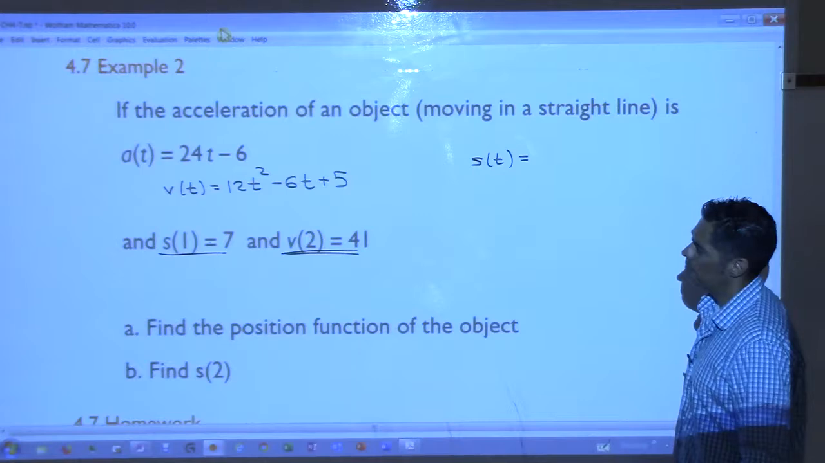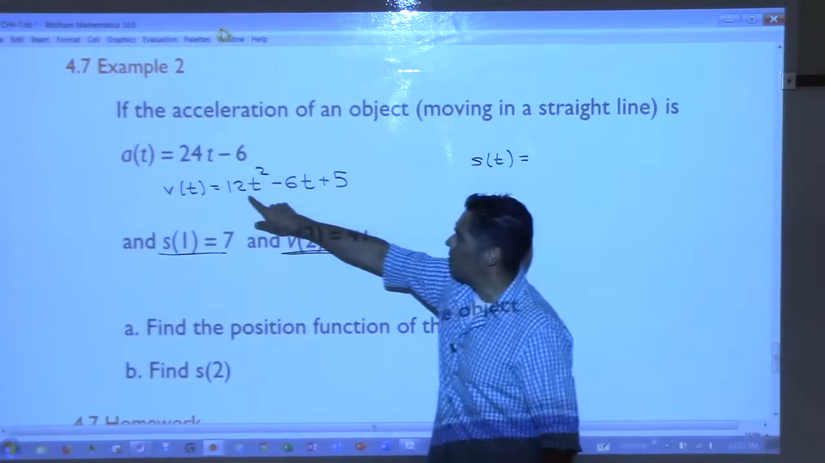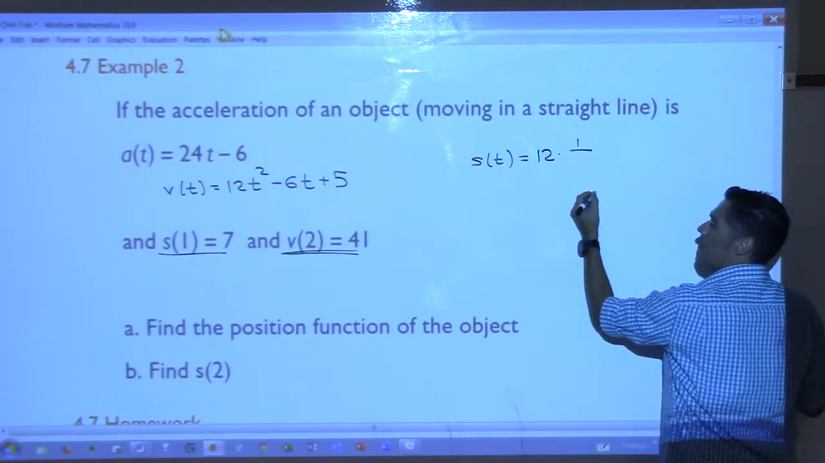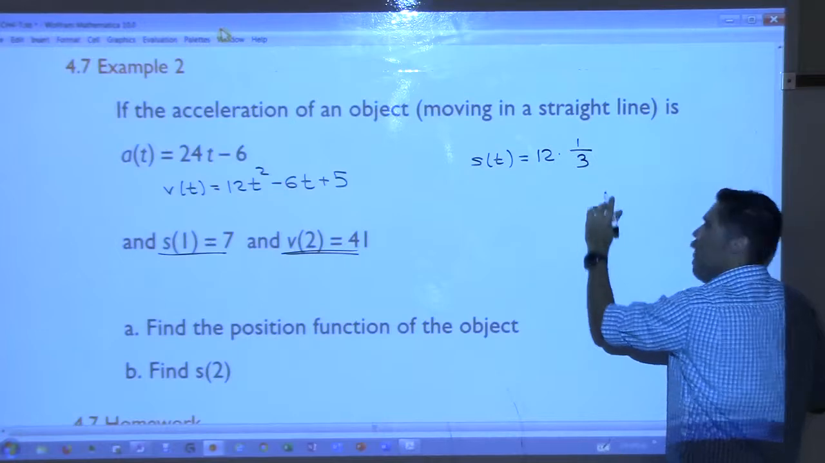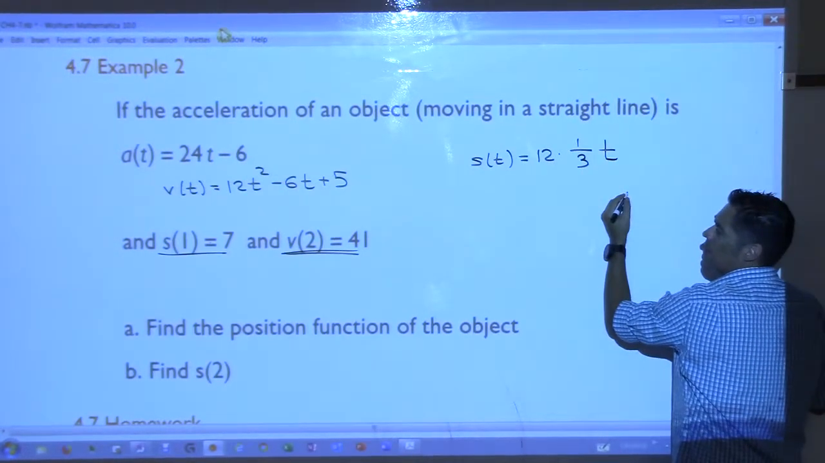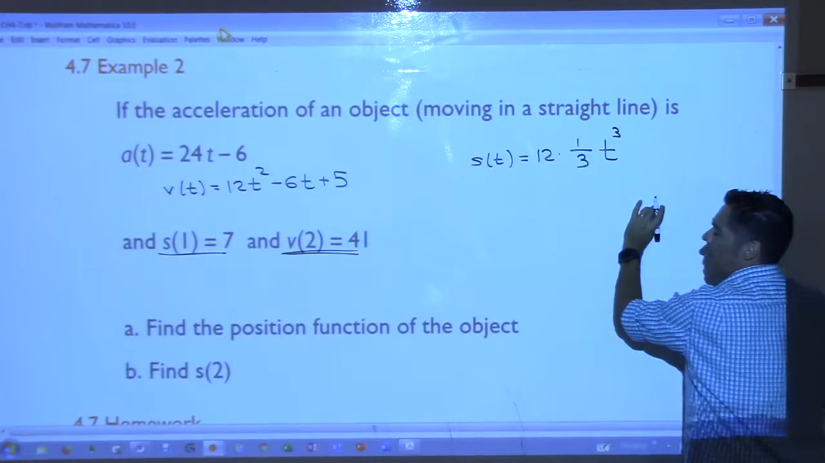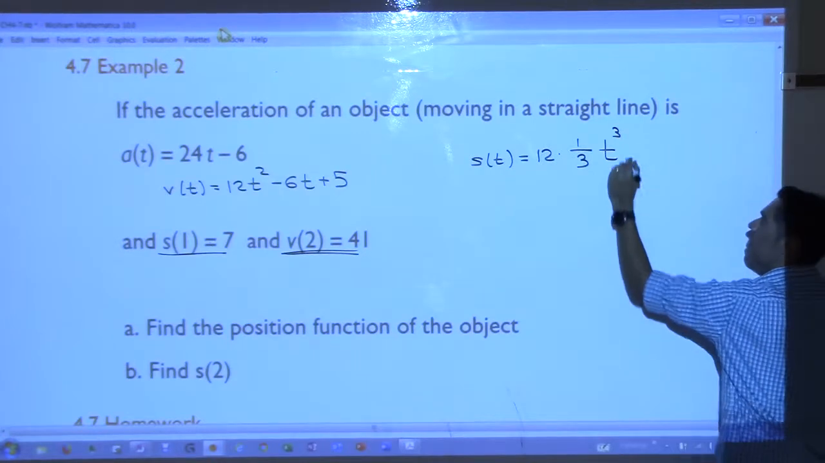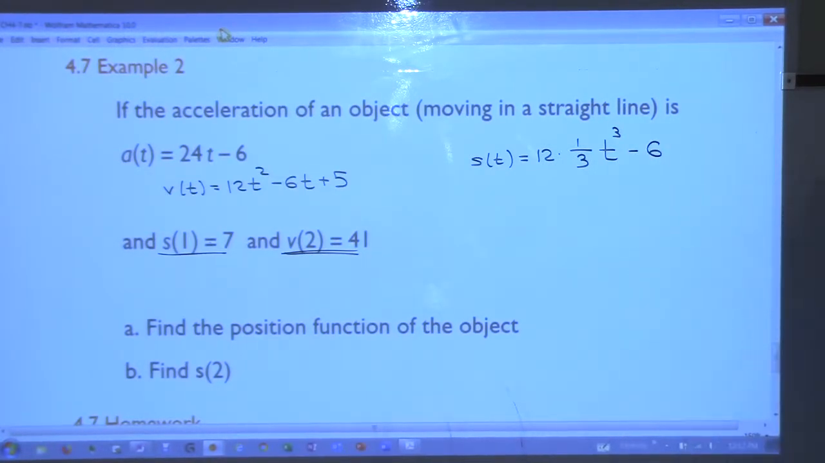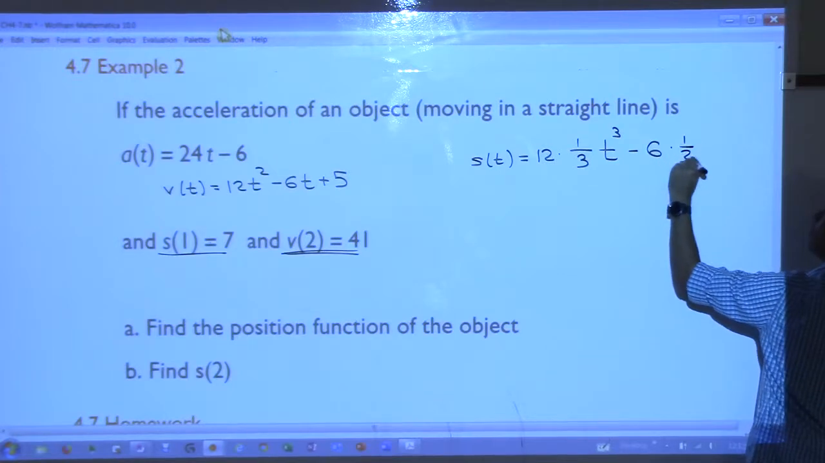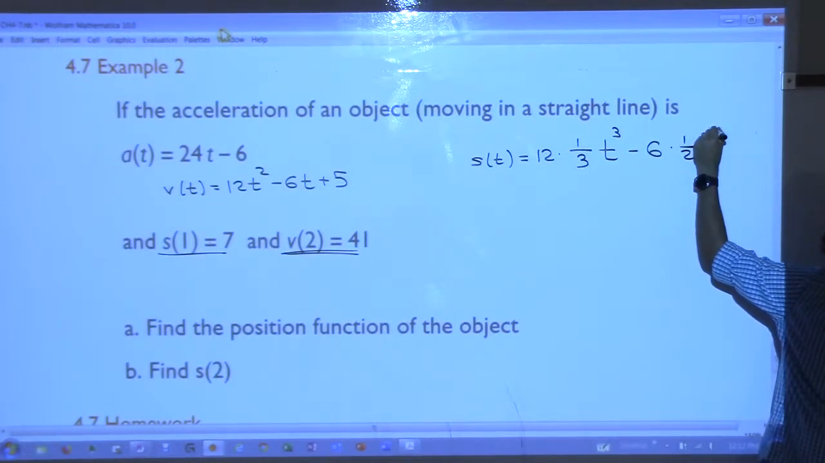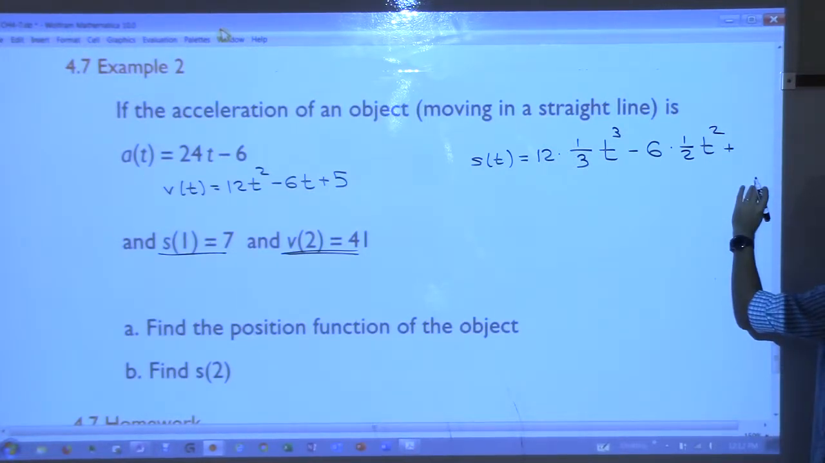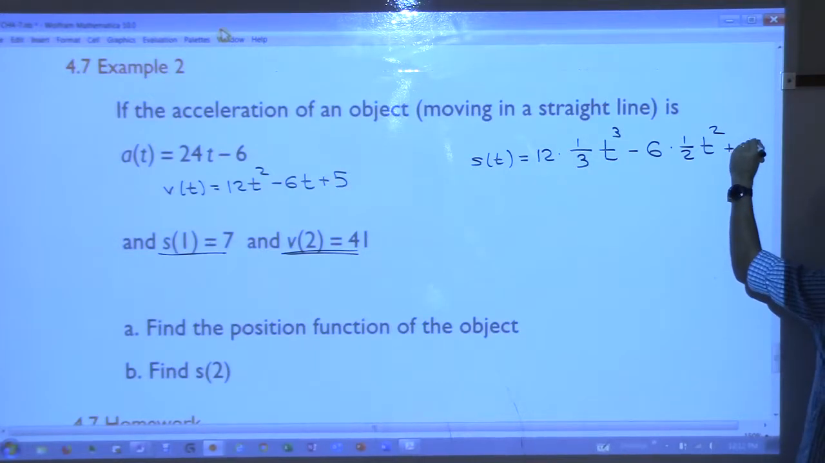All right, so should we take it slow? Bring the 12. Multiply it by 1 over 2 plus 1. 2 plus 1, so I'm going to put 3. And then t to the 3. And then what about that? Minus 6t. So bring the minus 6. It's 1 over 2, t to the 2. And then plus, antiderivative of a constant is 5t.